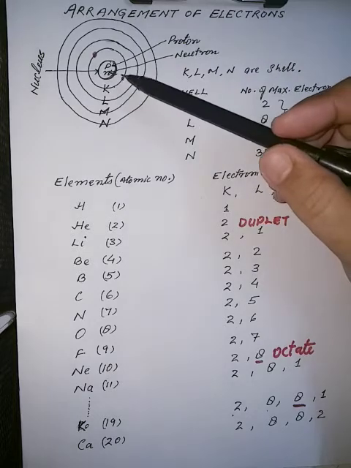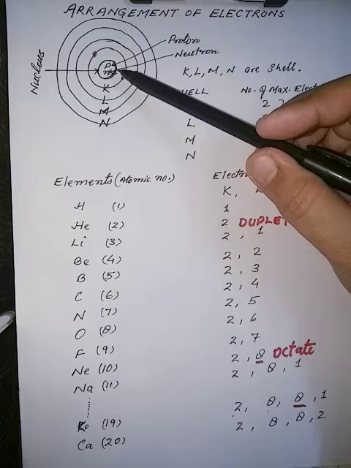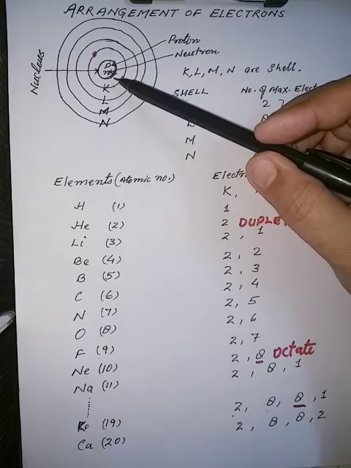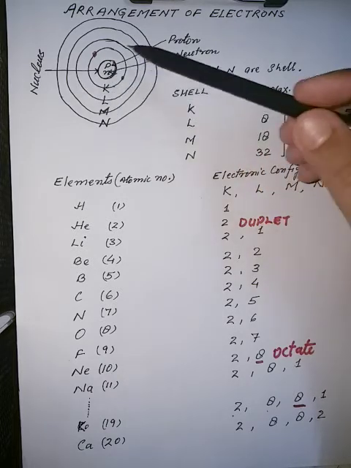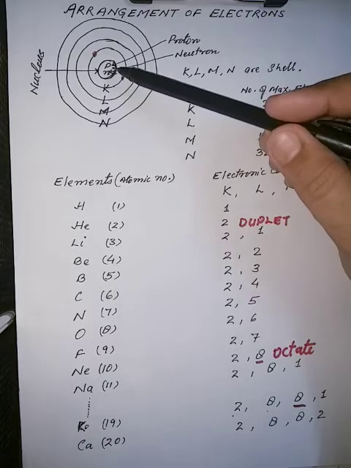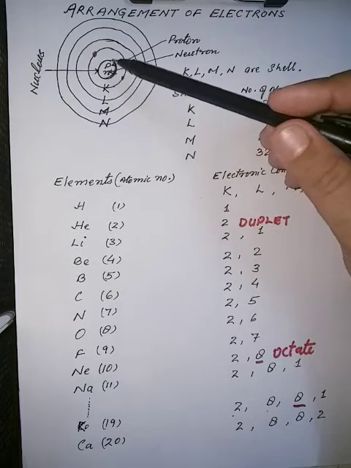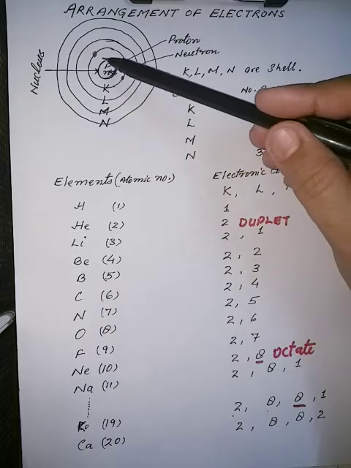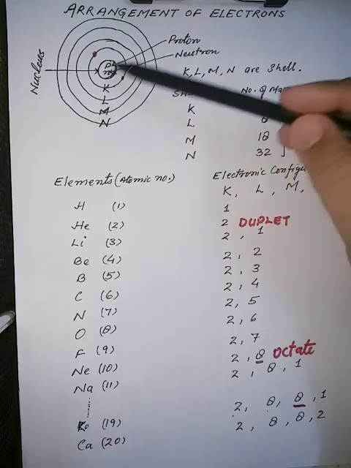As we know, the center contains positively charged protons, and neutrons have no charge. Almost all the mass of an atom is present at the nucleus, so the nucleus is very small and highly dense. Around the nucleus, electrons are revolving in certain energy levels that are called shells.